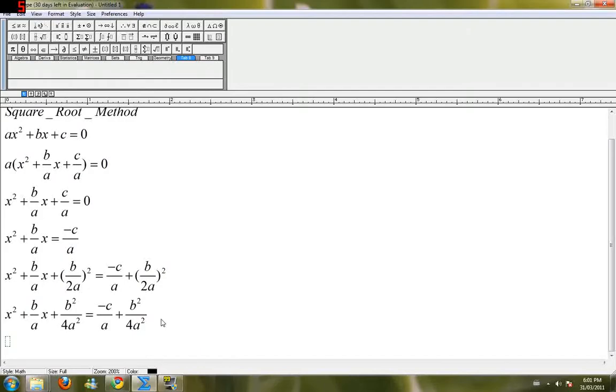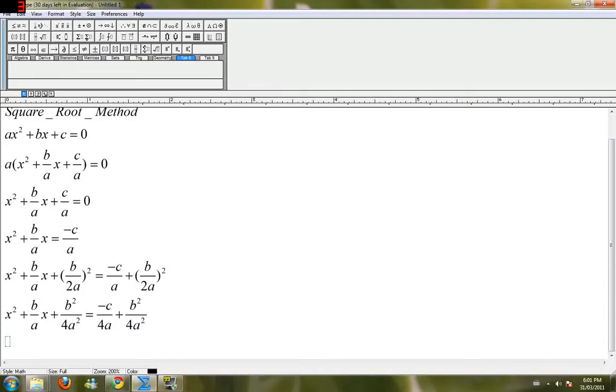Next step we're going to do is we're going to try and make these into the same common denominator to make things easier for us. So how we do that is pretty simple. We want to take the 4a squared right here and multiply it here and here.